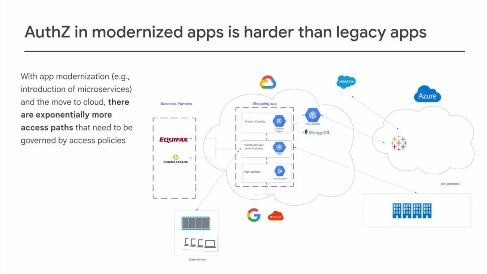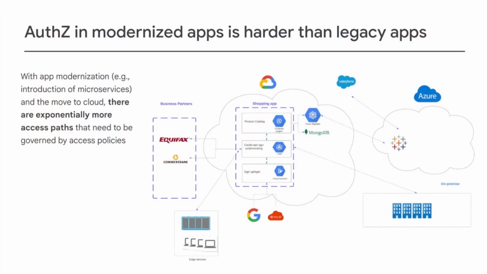The second part of the app that may run on a GKE cluster is responsible for dealing with credit cards, signing up, processing credit cards. So as part of that, it has to be able to communicate with Equifax to get your credit score or Commerzbank to do credit card processing. And then there is potentially some part of the app that deals with sign up and logins. This may be running on Cloud Function and can talk to different types of IDPs.